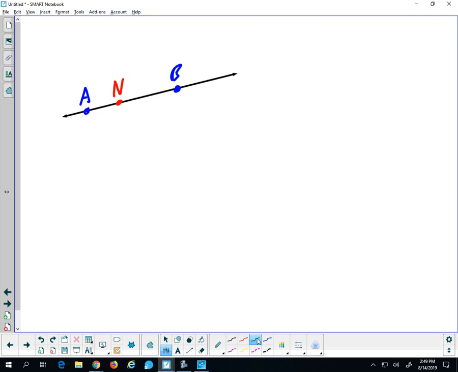As opposed to point R. R is on the same line, but it's not between points A and B. And what about if we put a point P up here? Well, P is not even on the same line. Even though, if we physically look at it, it looks like it's between A and B, but because it's not on the same line, we can't say that point P is between A and B. It has to be on the line that A and B are both on. Okay?